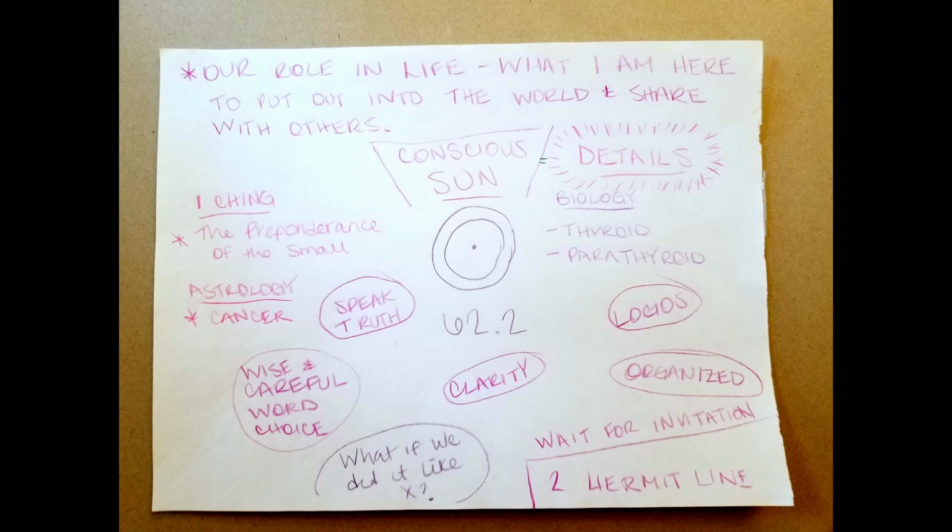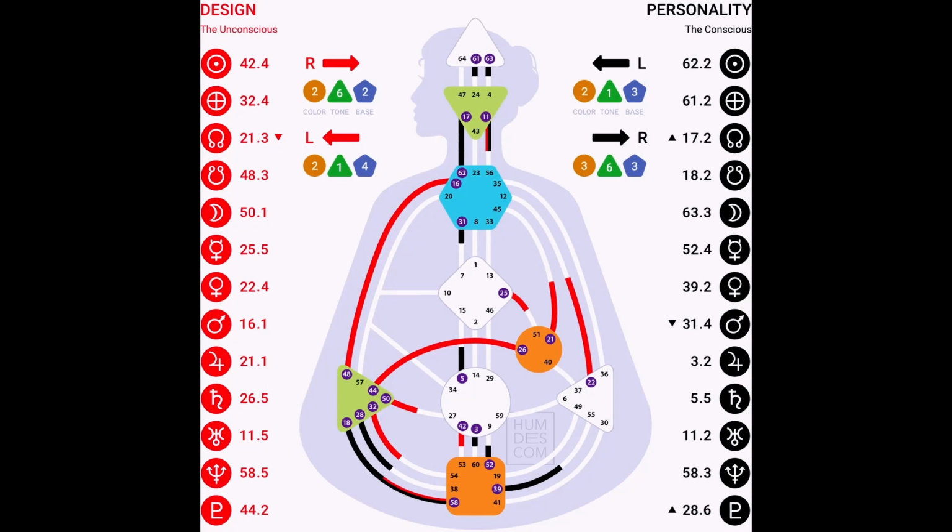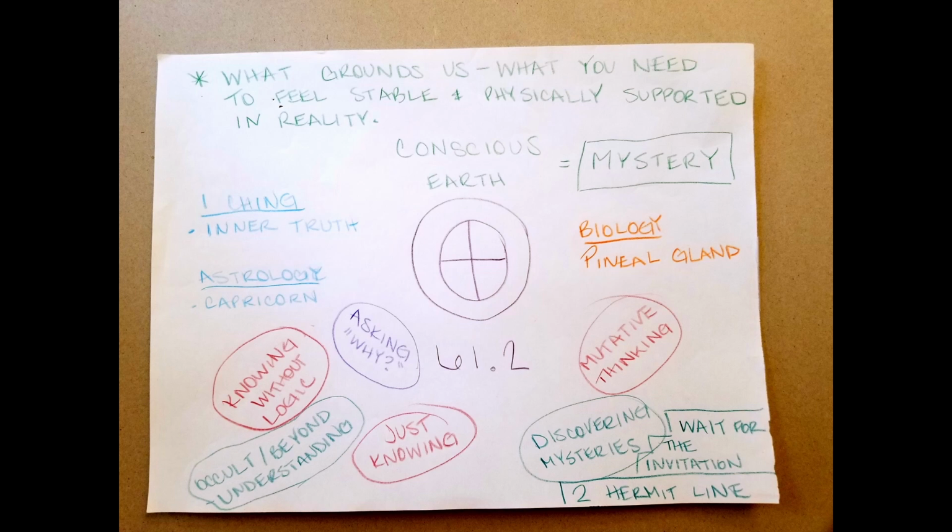And that means that I'm going to be in my own space, figuring out what details matter the most, and then waiting for the invitation to be called out to share that information with the collective. The next planet is my conscious Earth, which is gate 61.2, which is also the hermit line.